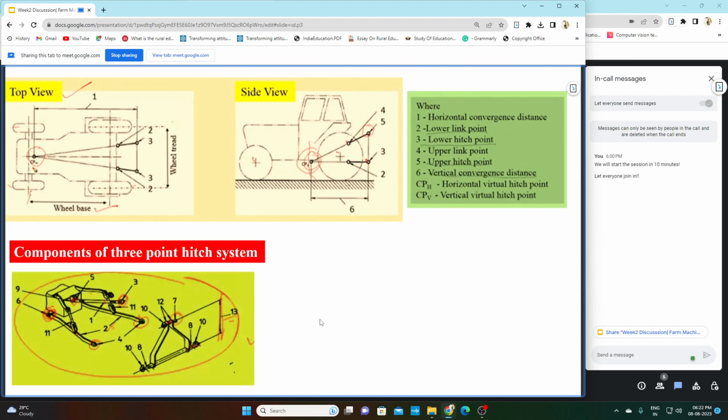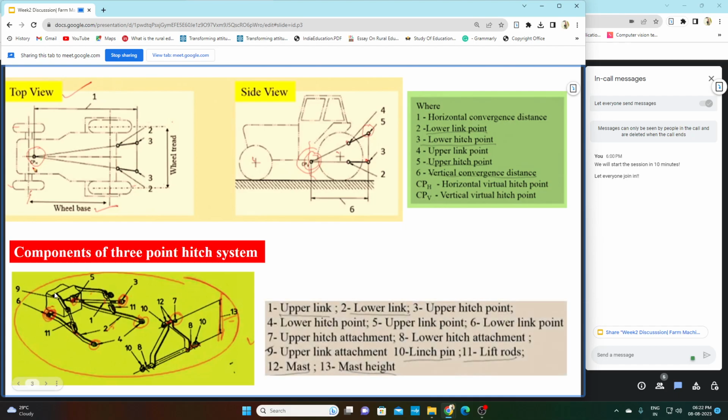Now these are the components of the hitch system. You can see there are two diagrams, one at the left and one at the right. The left one is for the tractor, and the right one is for the implement. On the tractor, one is the upper link. Second are the lower links. As I have already told you, there are two lower links: one is the right lower link, and one is the left lower link.